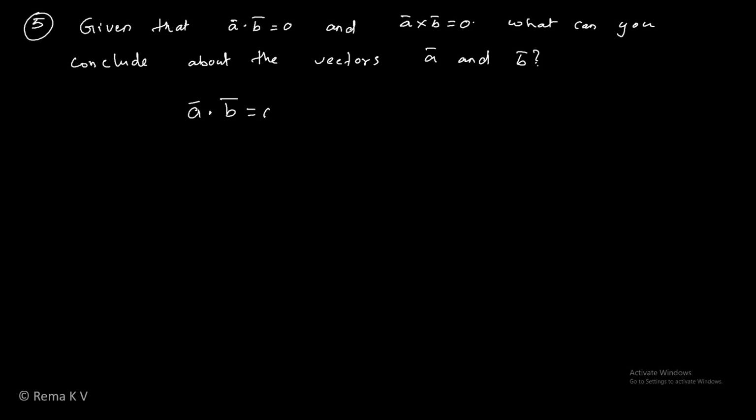A dot B equal to 0. What can you write from this? Two different possibilities are there to get the dot product equal to 0. Which are they?